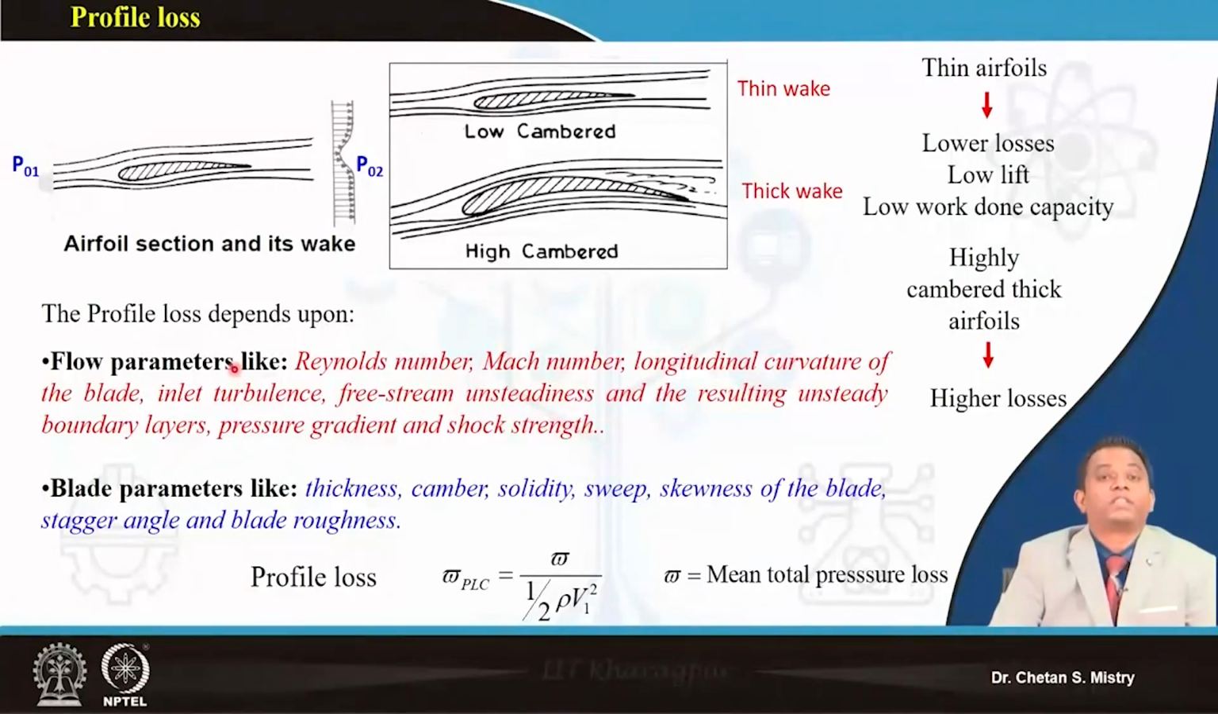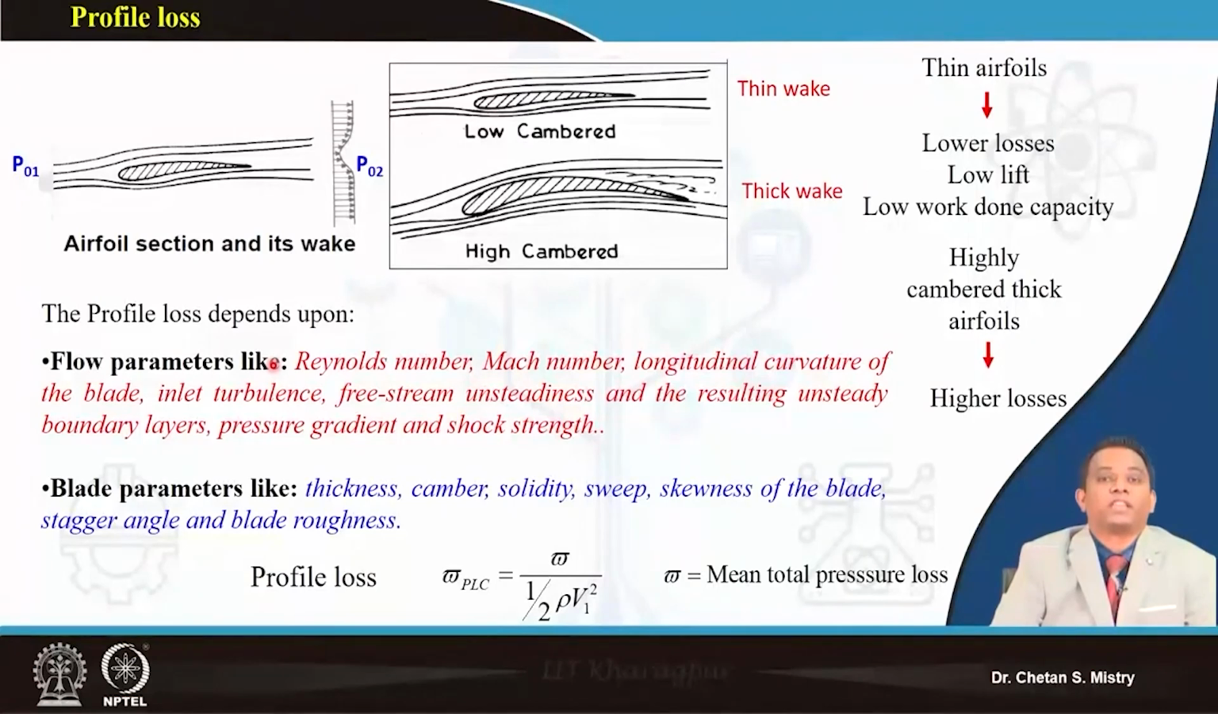Now this profile loss depends on different flow parameters. It depends on my Reynolds number, Mach number, longitudinal curvature of my blade, inlet turbulence, free stream unsteadiness, and it also depends on my pressure gradient and the strength of my shock. This profile loss we are discussing at this moment has relation to future discussion, which is the reason I have kept it here.